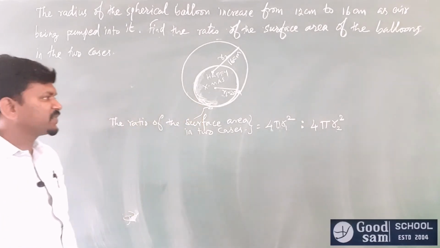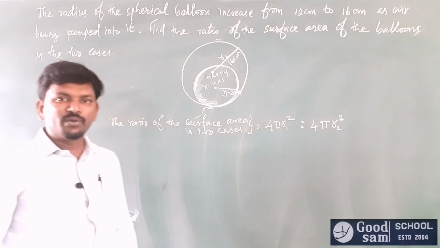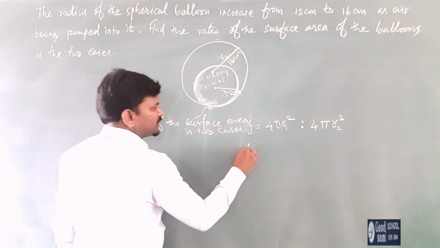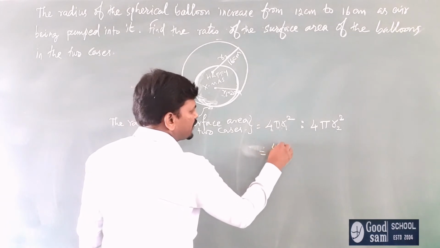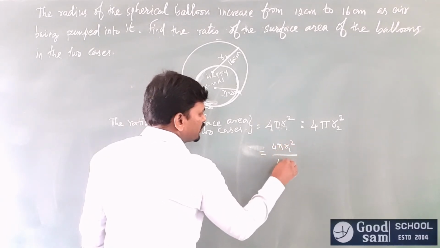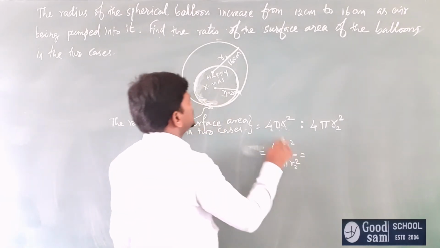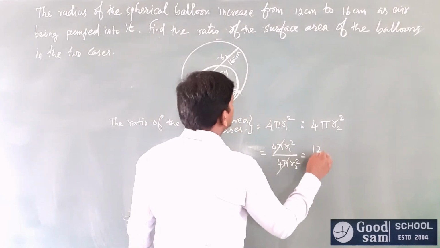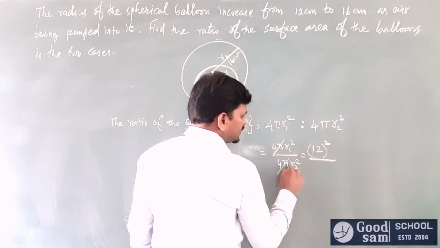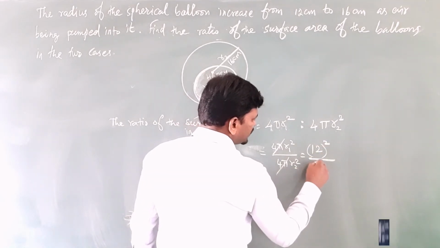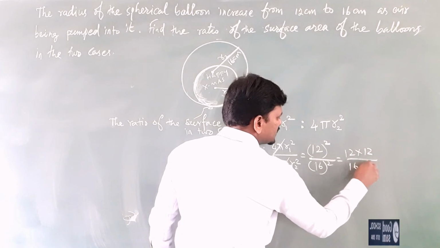In the next step, when we simplify, since this is in the form of a ratio, we have to write it in the form of a fraction. So it is equal to 4 pi r1 square by 4 pi r2 square. 4 pi will be cancelled. R1 is 12, squared, by R2 is 16, squared. So 12 into 12, 16 into 16.